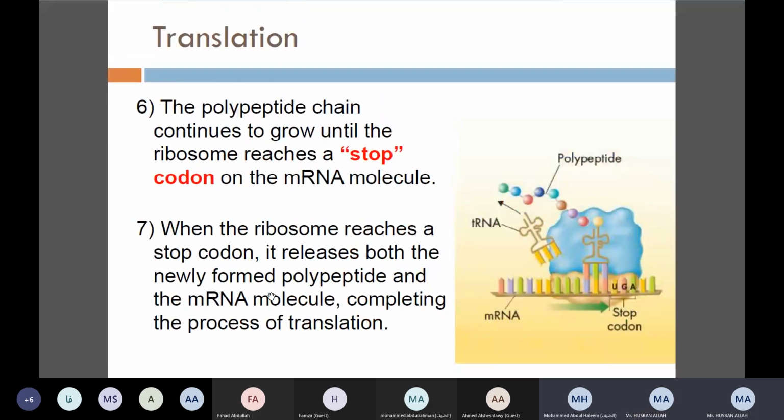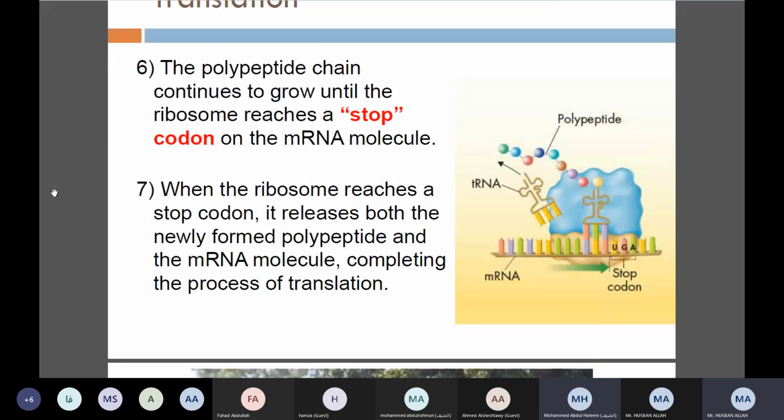Point number six: the polypeptide chain continues to grow until the ribosome reaches a stop codon on the messenger RNA molecule. Give me an example of a stop codon.